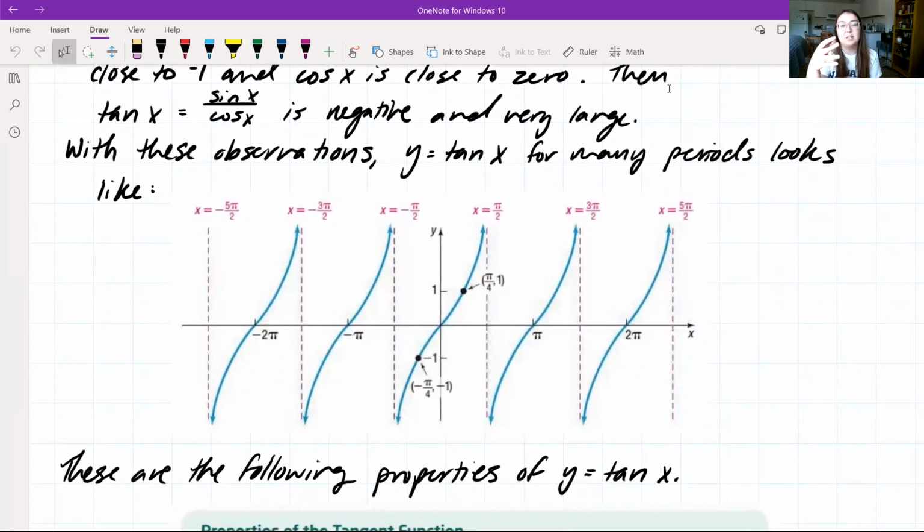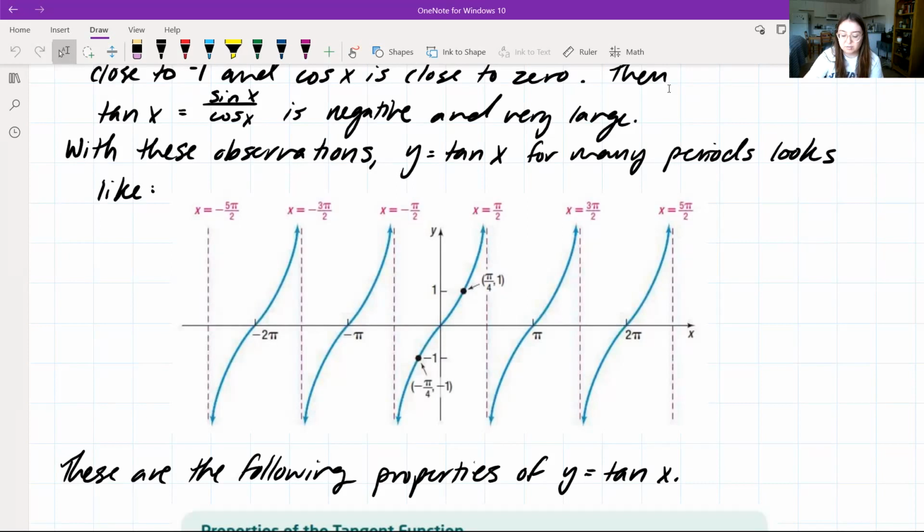With these observations, if we looked at y is equal to tangent of x over multiple periods, this is what we would end up seeing. We have many vertical asymptotes: negative 5 pi over 2, negative 3 pi over 2, negative pi over 2, pi over 2, 3 pi over 2, 5 pi over 2, and so on. So we have our many vertical asymptotes.